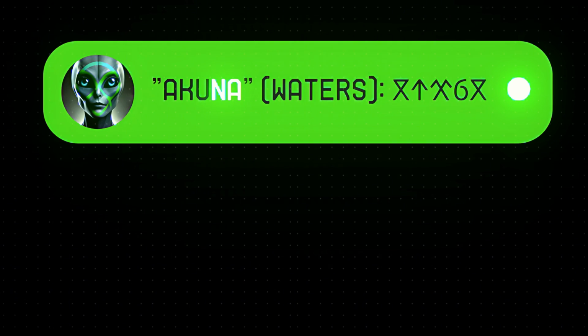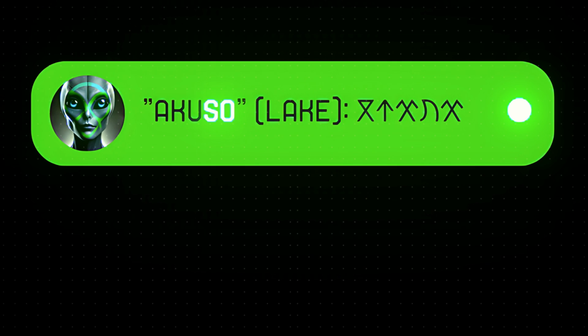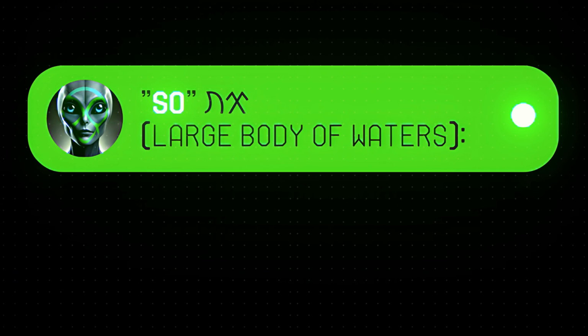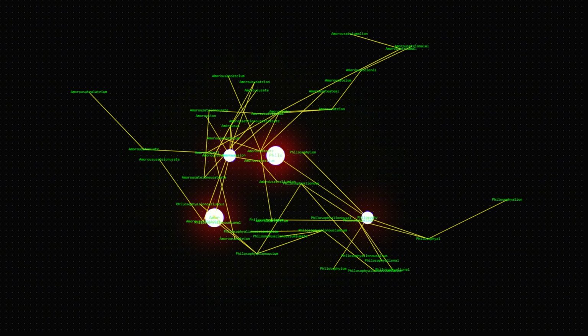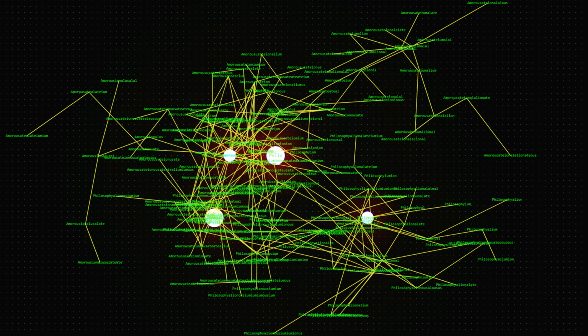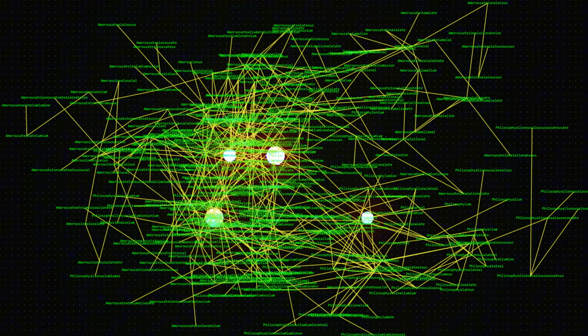And then I would use specific suffixes. For the plural form, I would add na, so akuna for waters. If I want to say lake, I would use the suffix so to indicate a large body of water. And if I want to turn it into an adjective, like aquatic, I could use the suffix nari to make the word akunar.